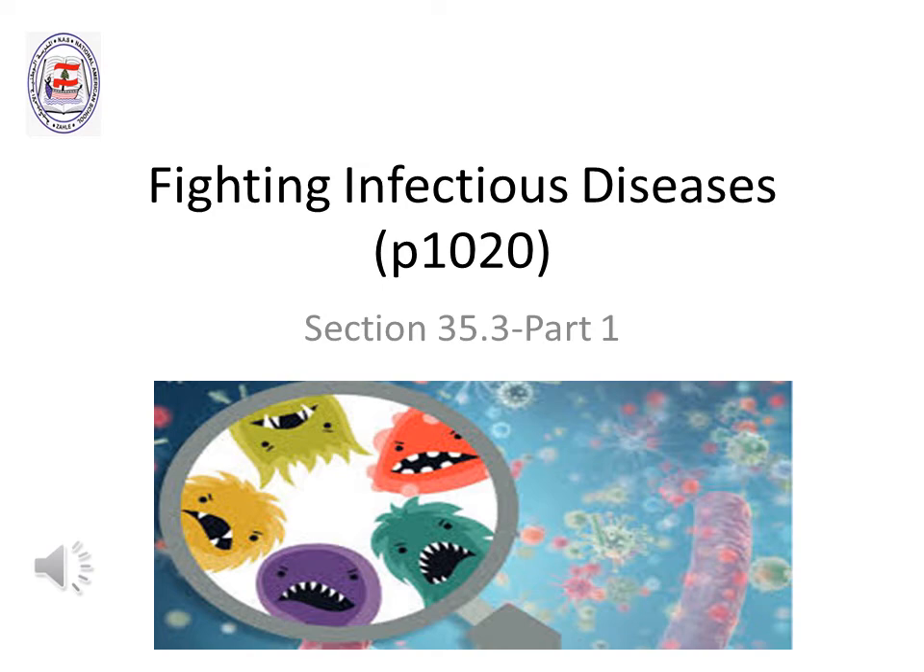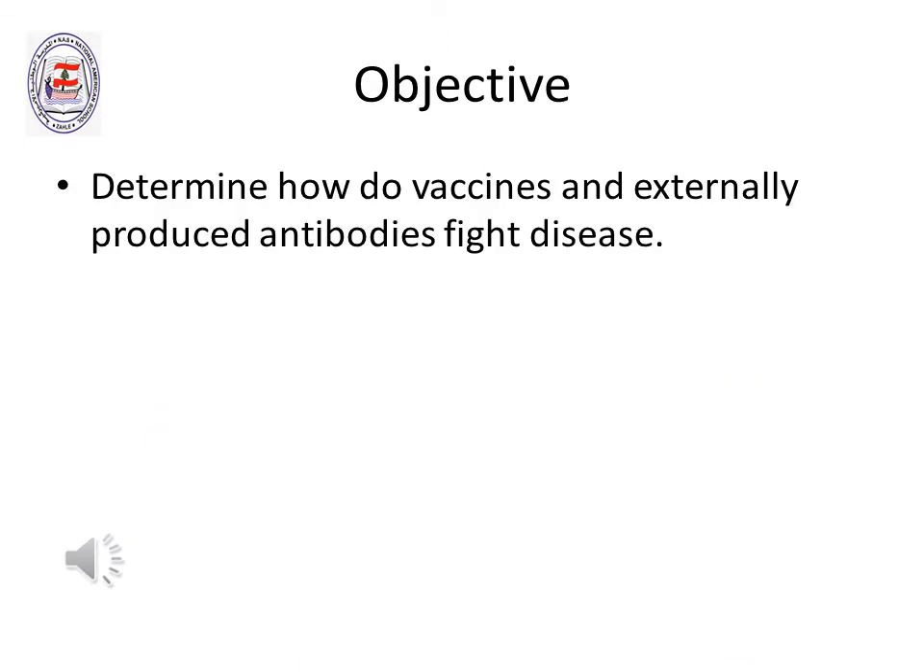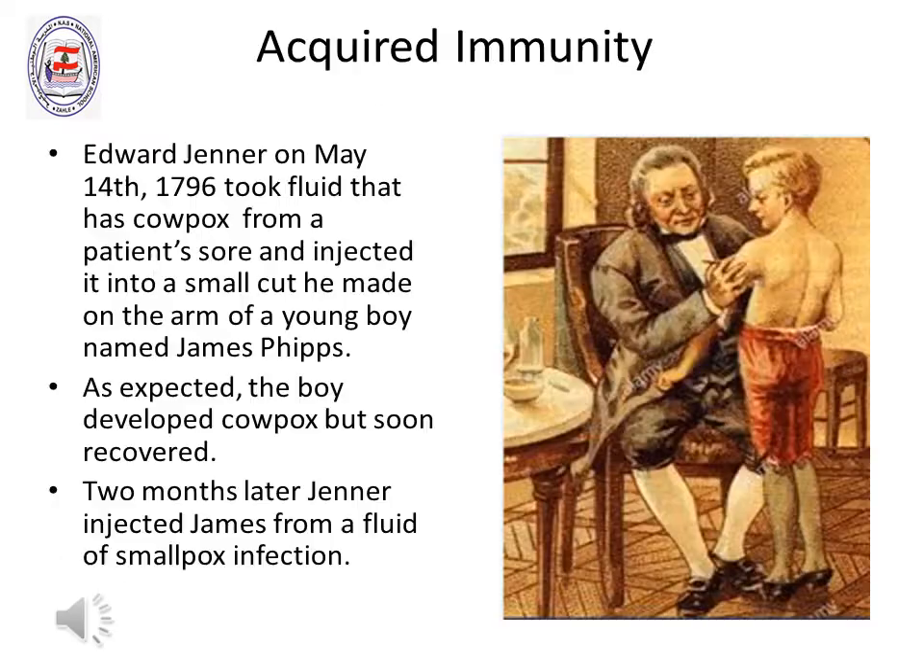Today our section is about fighting infectious diseases. It's section 35.3 and this is part 1. Please open your books on page 1020. The objective is to determine how vaccines and externally produced antibodies fight disease. Before we start learning what acquired immunity is, let's listen to this story.